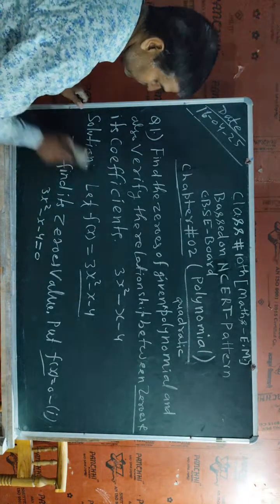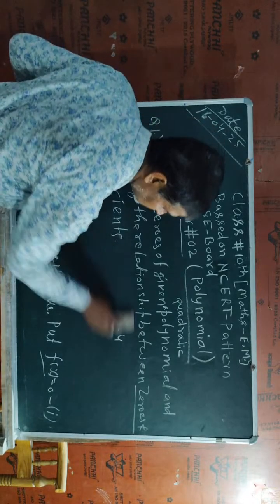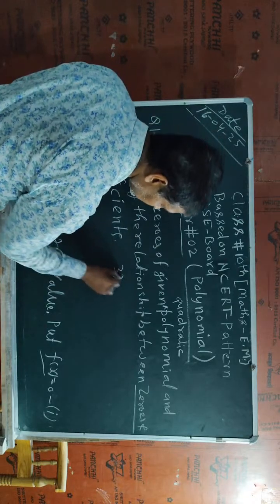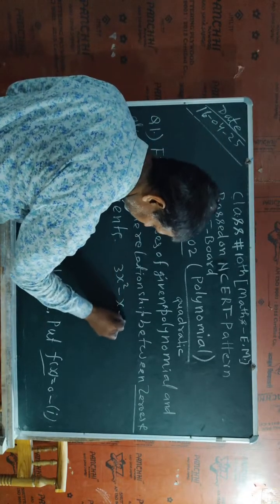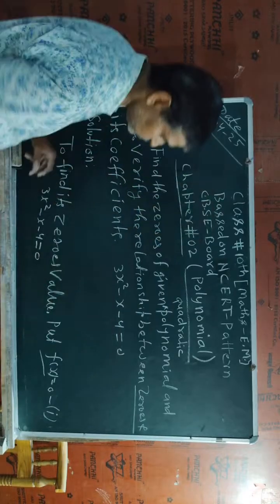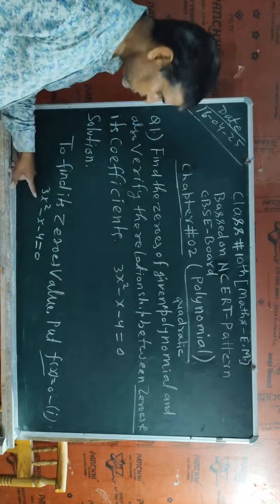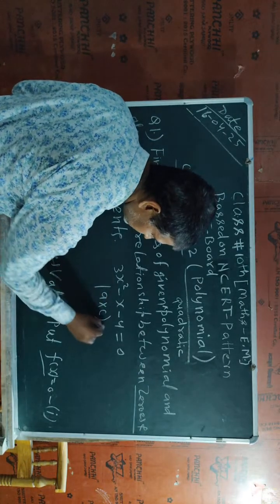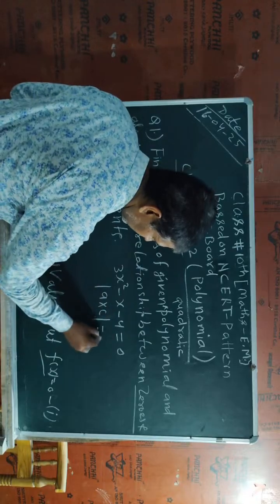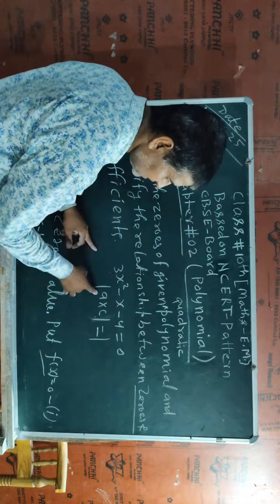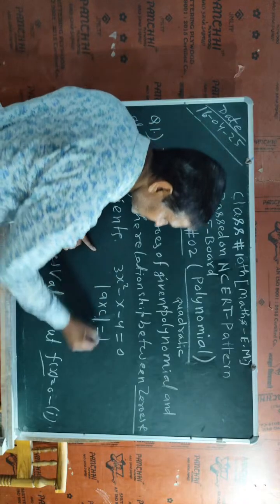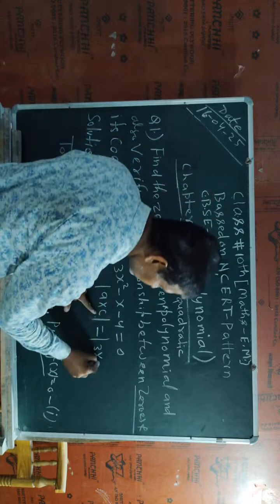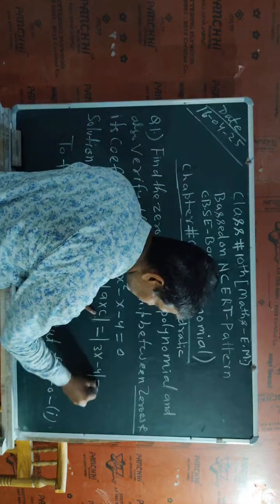I am going to erase this one, and here I will solve. Here I put 3x square minus x minus 4 is equal to 0. Here I have to get the modulus of a into c. In the place of a, I write the coefficient. A is the coefficient of x square, which is 3. Now c is the constant, which is minus 4. So we will take its multiplication.